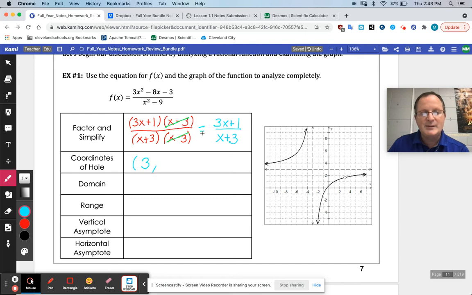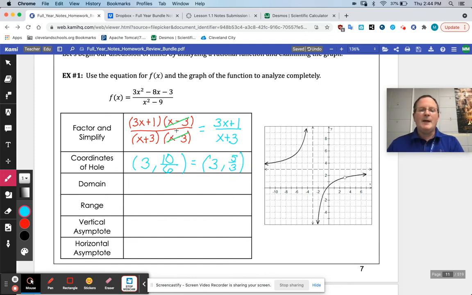All right, so 3 is where the issue was. And then it's just a matter of substituting. 3 times 3 is 9, plus 1, that's 10. I'll leave it like this just for the time being. And the denominator is 6. But hold on a second. That does reduce, right? So instead, I could say, that's weird, but it's the same as 5/3.